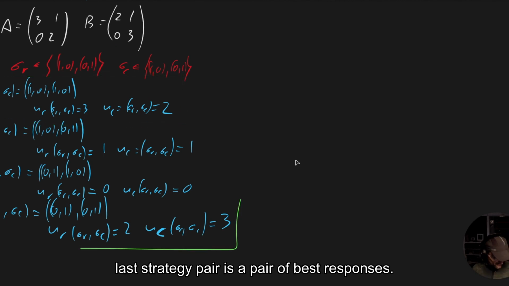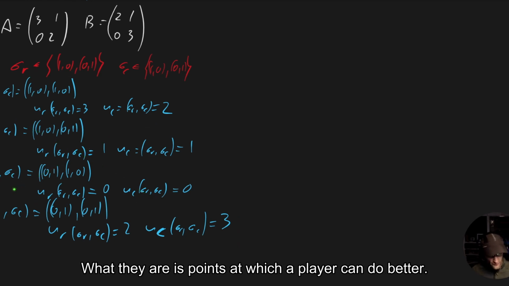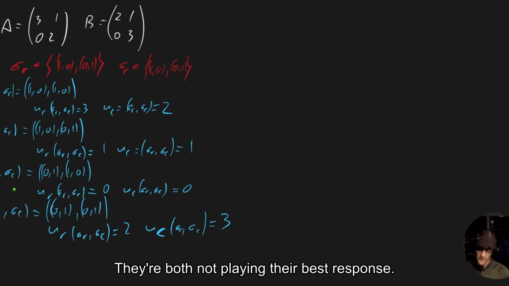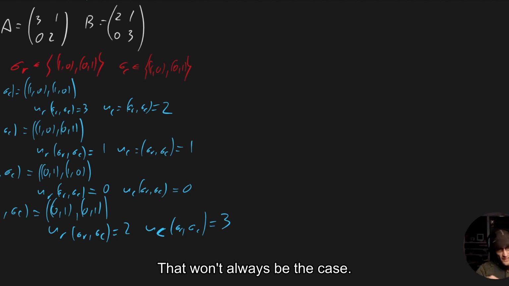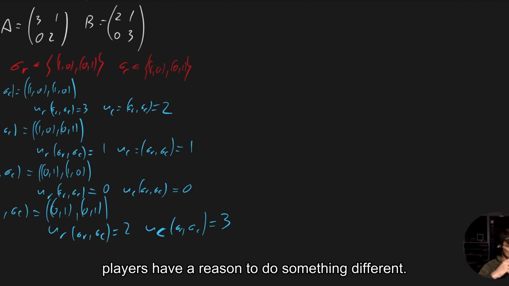And so what we have is that the first strategy pair is a pair of best responses, and the last strategy pair is a pair of best responses. These two in the middle are not pairs of best responses. Indeed, what they are is points at which a player can do better, right? Given what the other player is doing, one player can improve what they're doing. They're both not playing their best response. That won't always be the case. Sometimes one player is playing their best response and the other is not. But fundamentally, players have a reason to do something different.